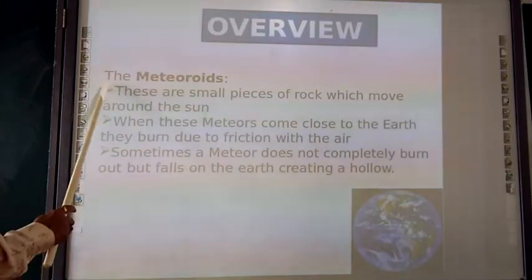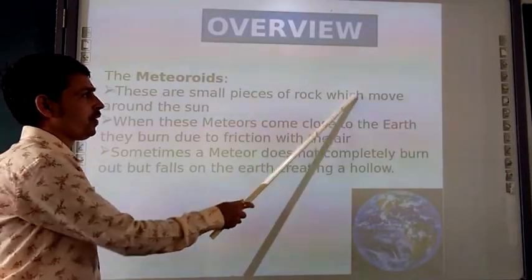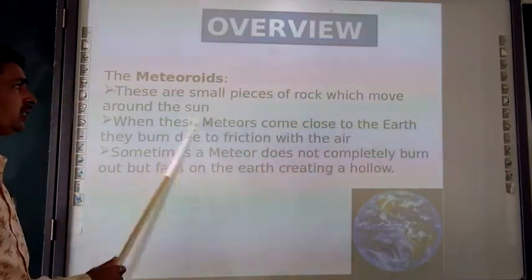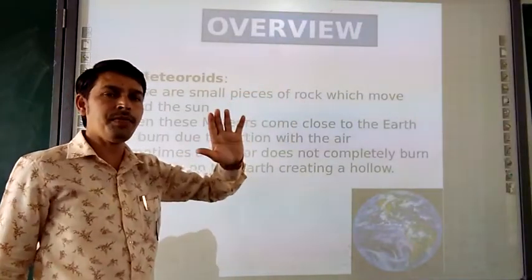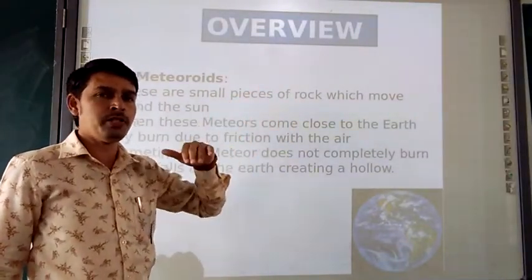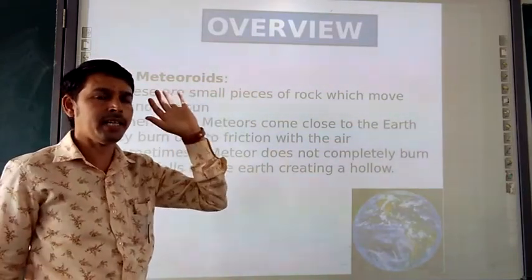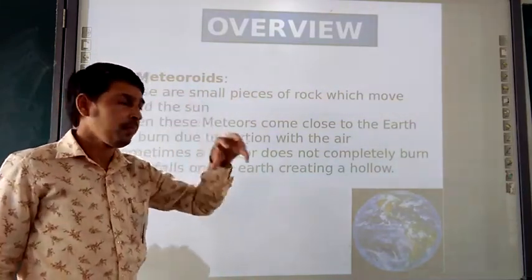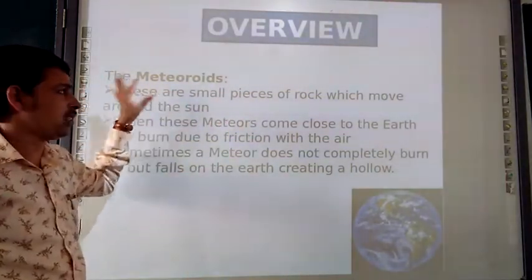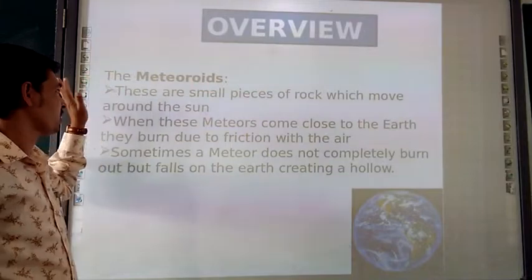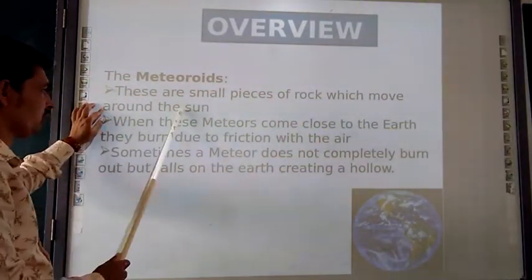Next, meteoroids. These are small pieces of rocks which move around the sun. Small pieces of rock, to differentiate between asteroids and meteoroids. They are very, very tiny particles which are just moving around in the solar system like other planets and the sun. So these are small pieces of rocks which move around the sun.